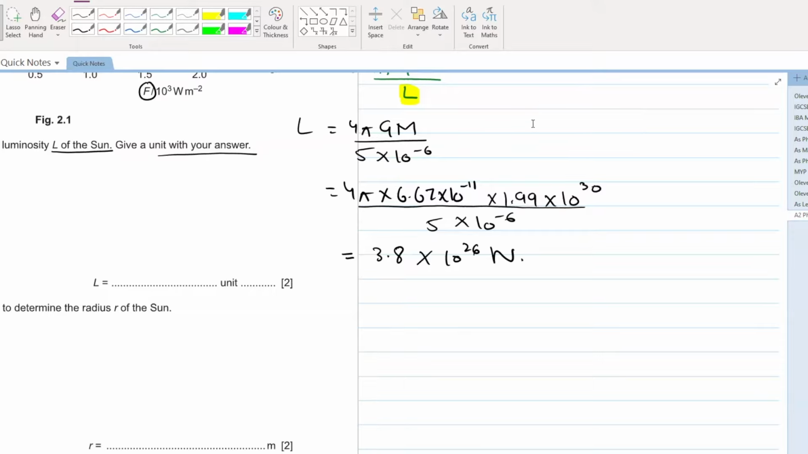Okay, one second. What are you guys actually doing? 4 pi into 6.67 10 raised to the power of minus 11, 1.99 into 10 raised to the power of 30, divided by 5 into 10 raised to the power of minus 6. I'm getting 3.3 for some reason.